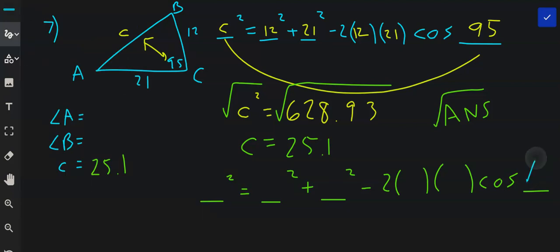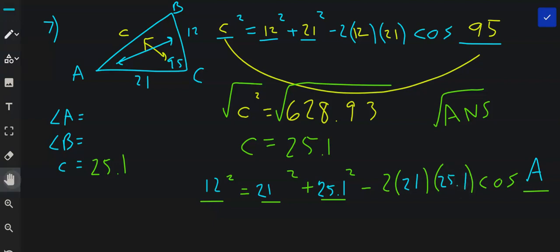He wanted angle A, therefore what goes on the far left side? Well, it has to be opposite of angle A. If you don't choose that correctly, you're in trouble. And then I need a 21 and a 25.1 and a 21 and a 25.1.